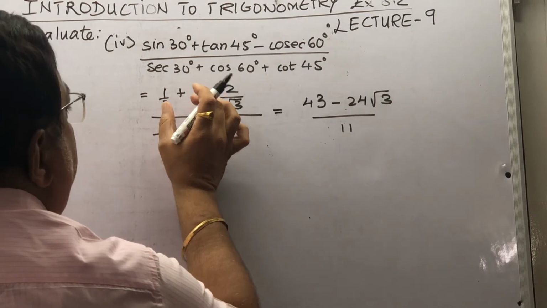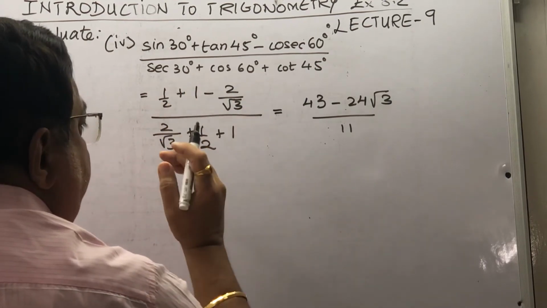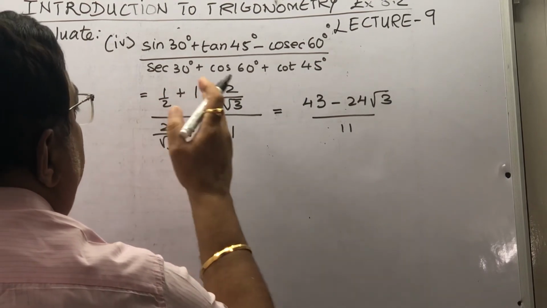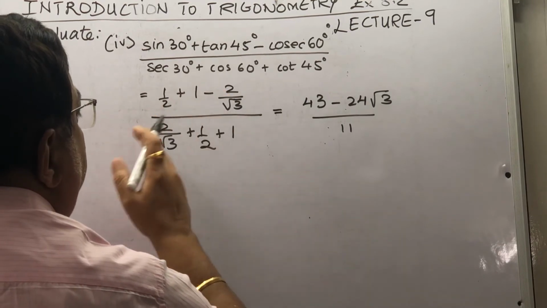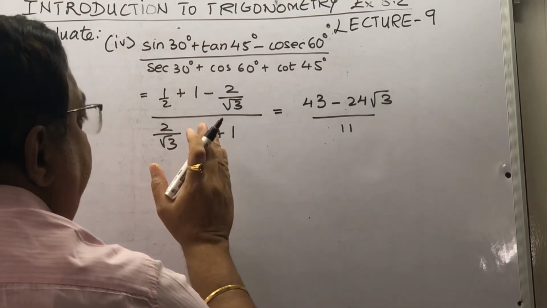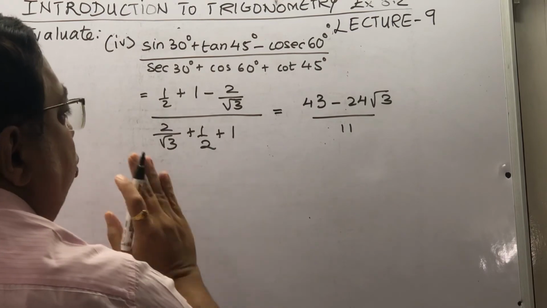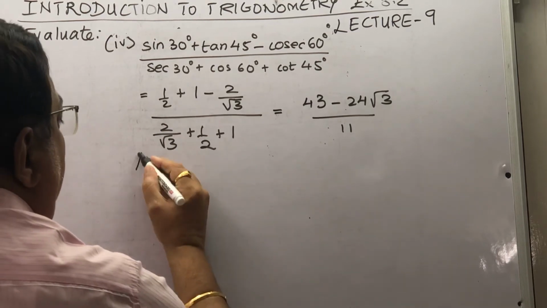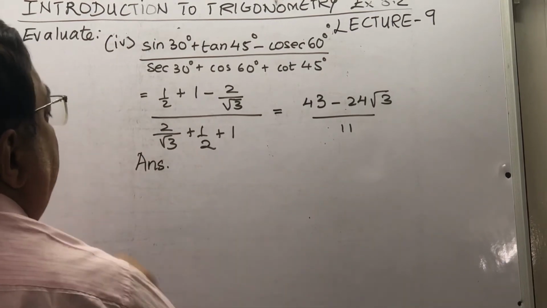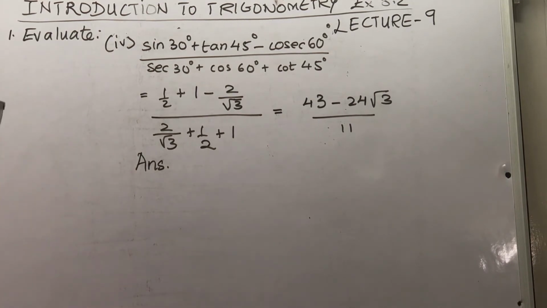1 plus half, 3 upon 2. Solve step by step. So 3 upon 2 minus 2 upon root 3, and 2 upon 3 plus 3 upon 2. Then take LCM. Do step by step. Don't hurry up. Always write the answer, otherwise half mark will go.